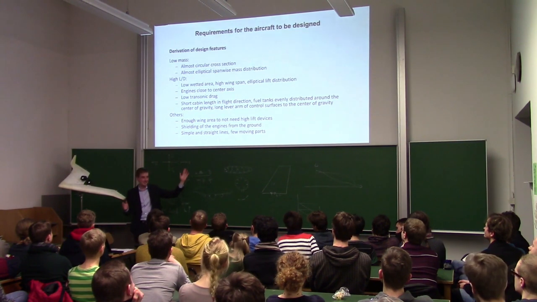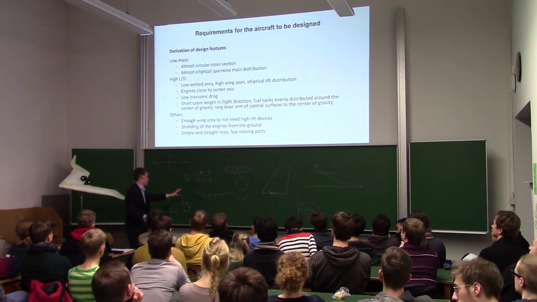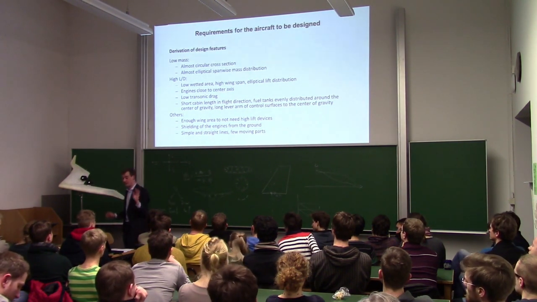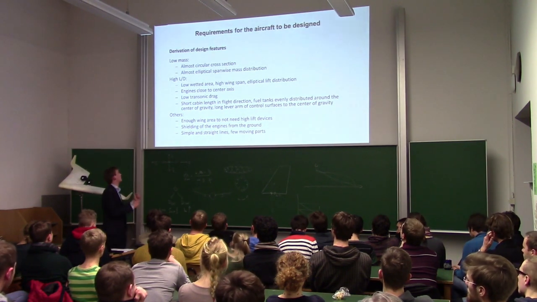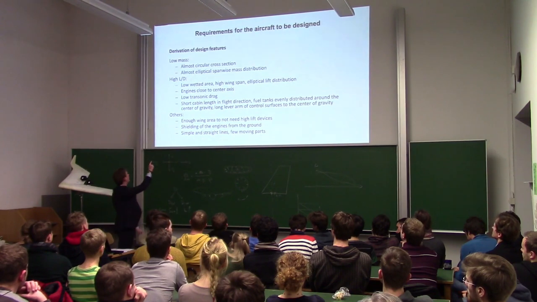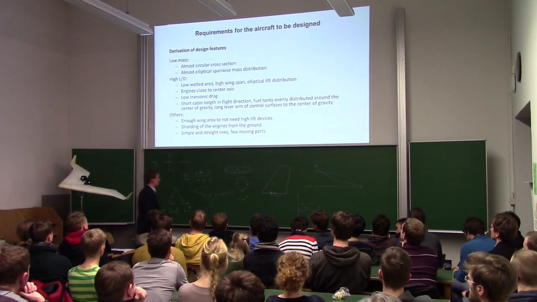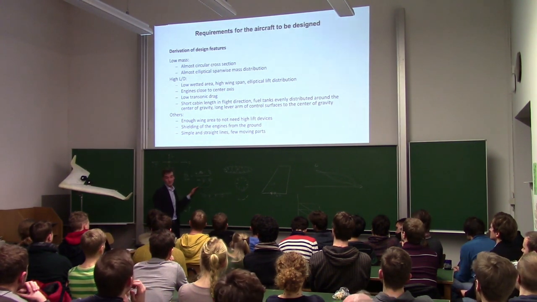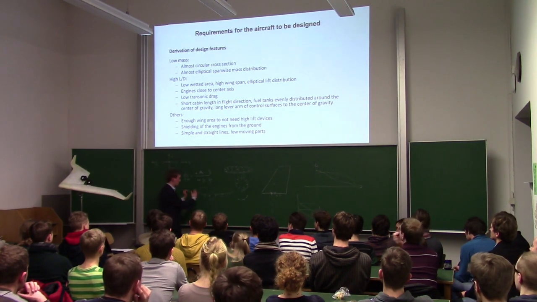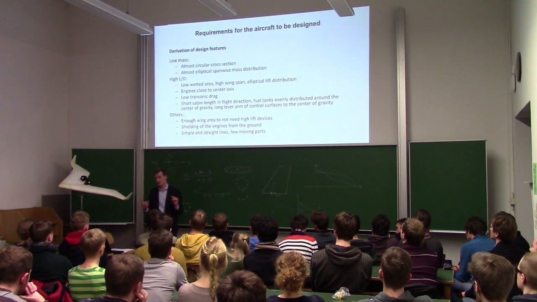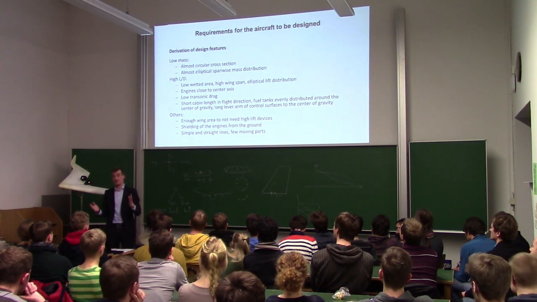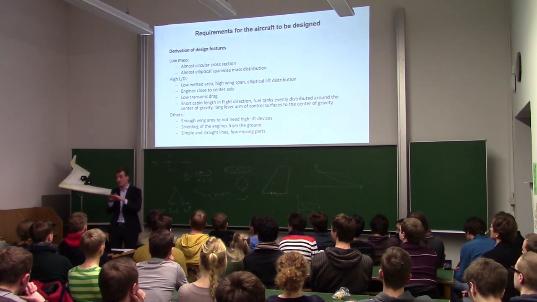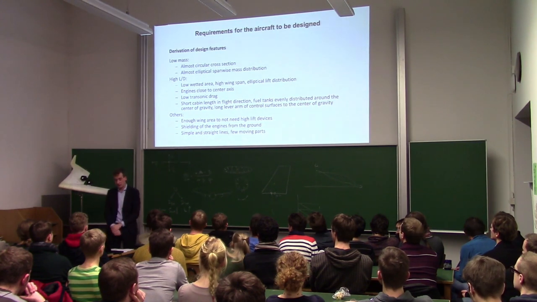All right? So I have looked at all those physics things now. I have looked at history. I've looked at disadvantages and advantages. And now I'm making a list. What would I like to have? Almost circular cross-section. I would like to have a nice elliptical mass distribution, because I want to have an elliptical lift distribution. I don't want to have any bending moments. So elliptical mass and elliptical lift. That would be wonderful. I want to put my engines close to the center axis, because then when one fails, I don't get very high moments.